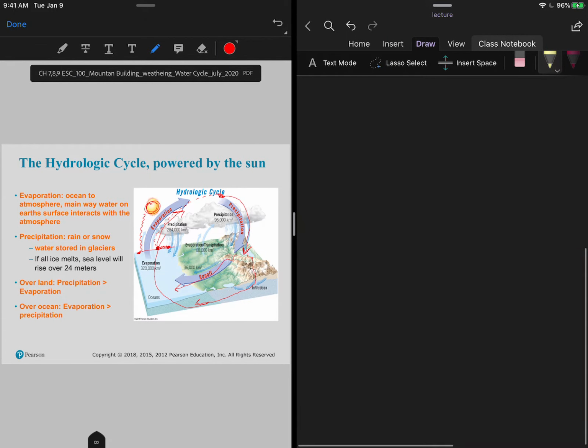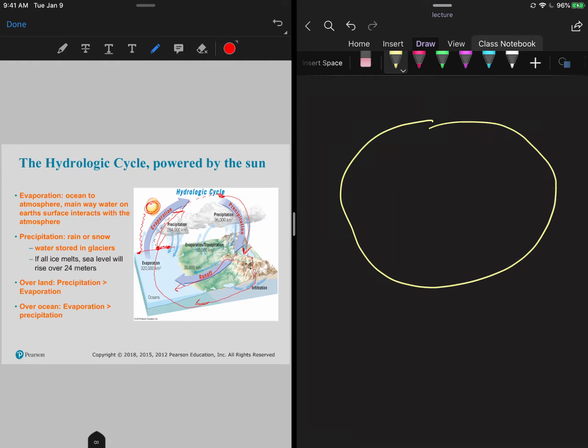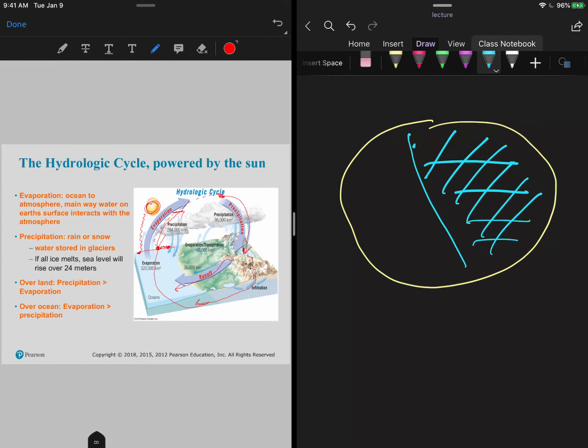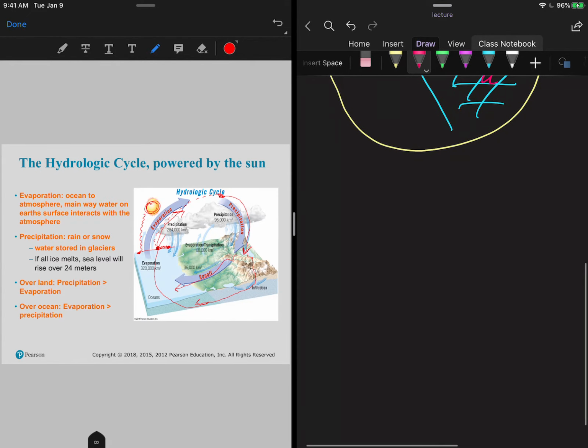So let's clarify what we just discussed. Evaporation is the main way that water interacts with the atmosphere. The reason why is because, remember, we said in the first lesson that 70% of the Earth's surface is covered in water. So if this is sunlight coming in, most of the heat from the sun is going to interact with water on the Earth's surface. That's going to cause a lot of evaporation. So we say that evaporation is the main way that water interacts with the atmosphere.